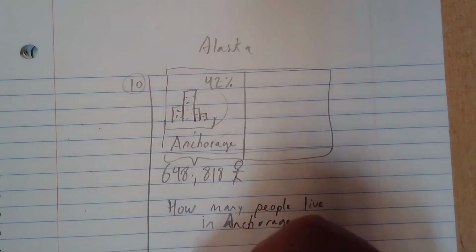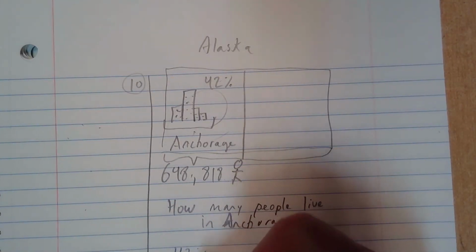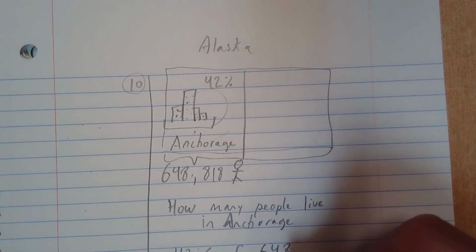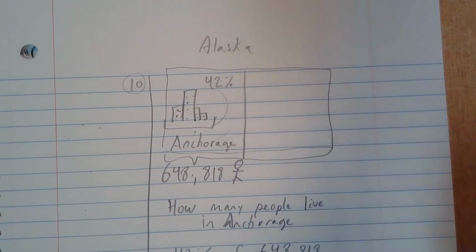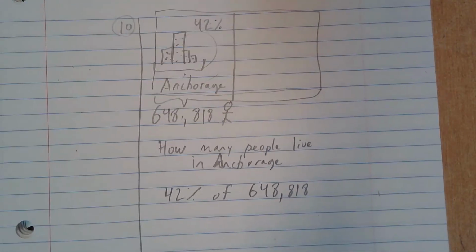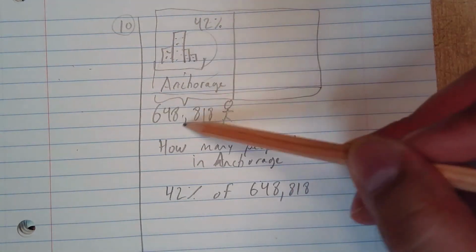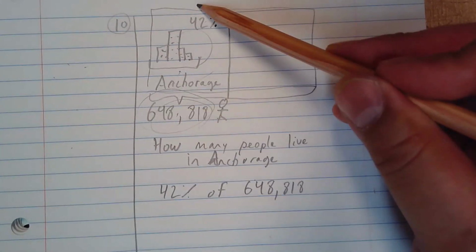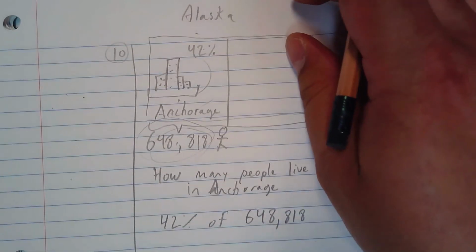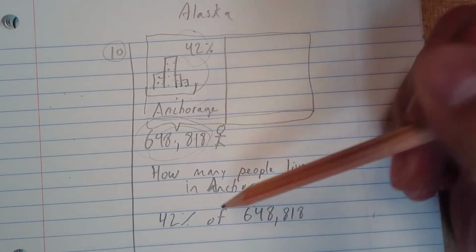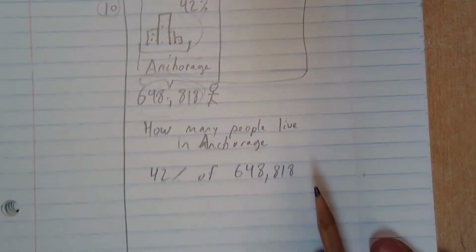All right, so 42% of 648,818 people. Okay, hope that makes sense. Just before I move on to the math, make sure you understand the story. This many people live in Alaska, which is a state in the United States of America, but we want to know how many people live in the city of Anchorage, which is 42% of this. And there it is, 42% of that big number.